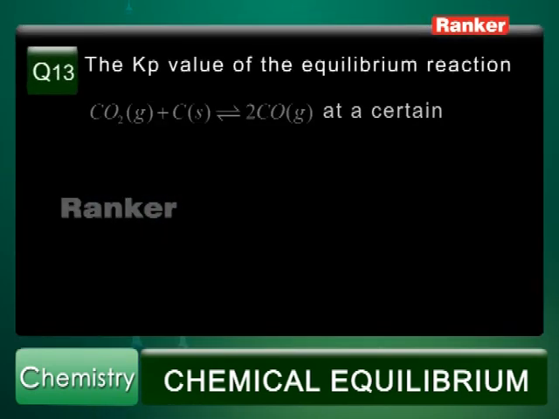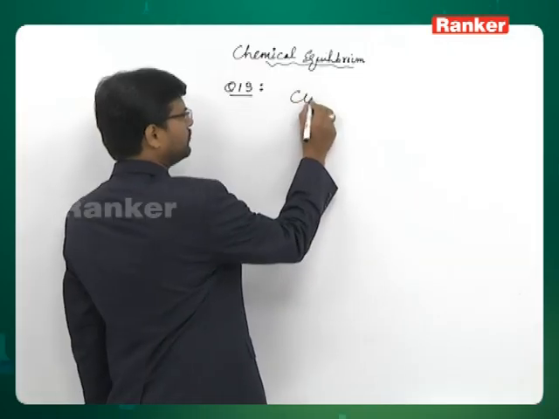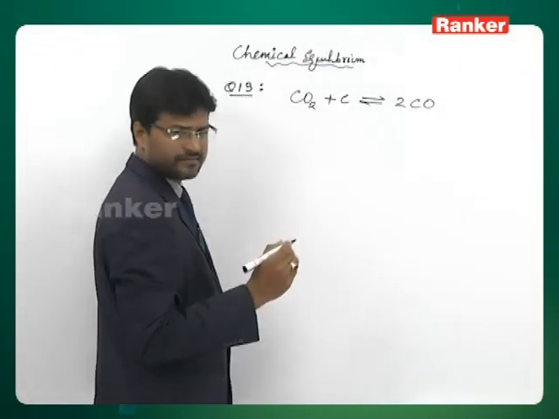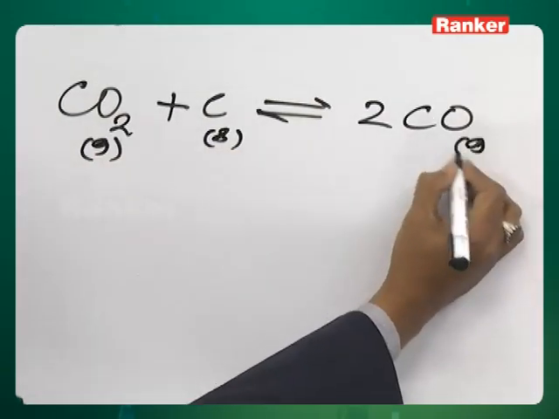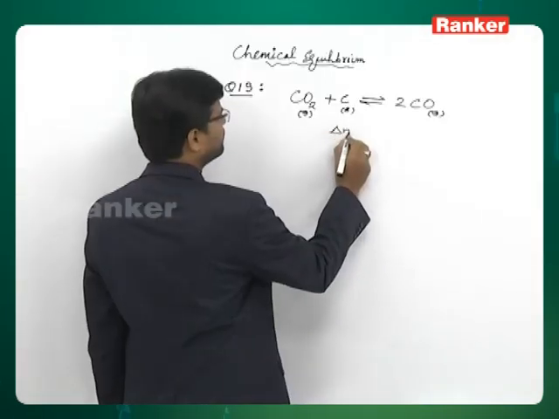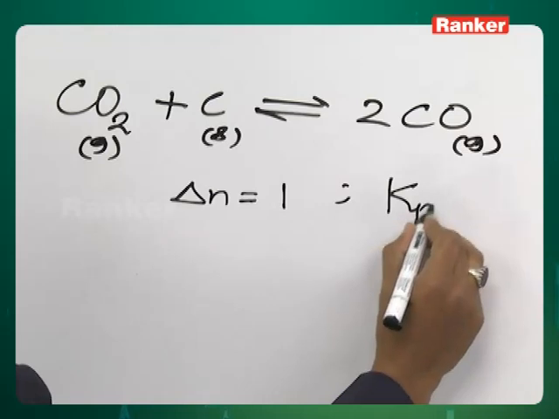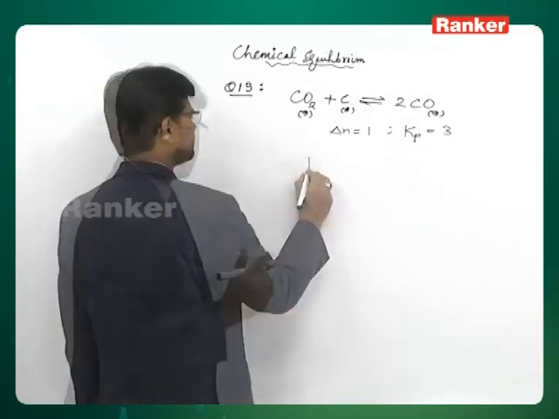Question number 13. The Kp value for the equilibrium reaction CO2 plus C gives rise to 2CO at a certain temperature T is 3. The Kc value for the equilibrium reaction is asked. This is the reaction where C is a solid, these two are gases, right. Kp value is 3. The delta N value for this is 1.